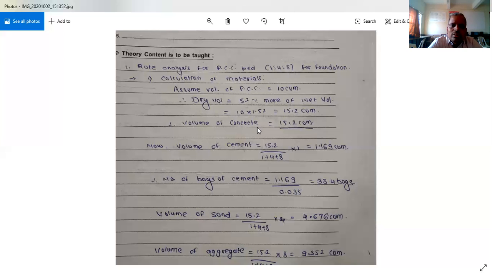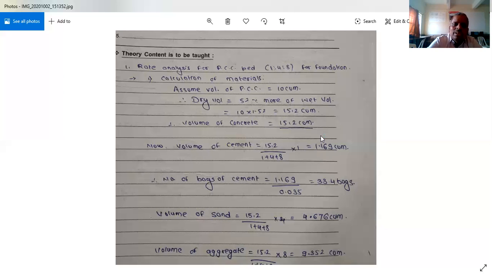Now what you have to do is convert this 10 cubic meter wet volume to the dry volume. So how to convert it? Dry volume is equal to 52% more than the wet volume. That means we have to increase the wet volume of the PCC bed by 52% to get the dry volume. So dry volume of PCC is equal to 10 into 1.52, that is equal to 15.2 cubic meter. Therefore, the dry volume of concrete is 15.2 cubic meter.